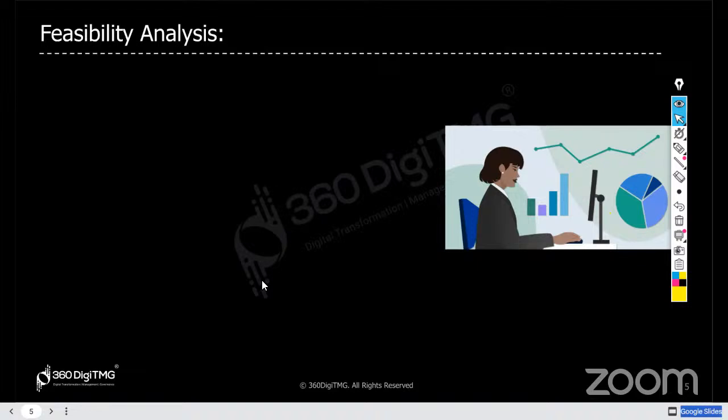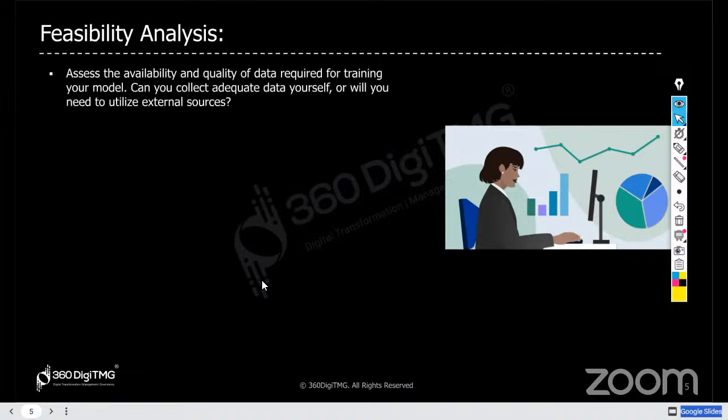So next, we will be speaking about the feasibility analysis. In feasibility analysis, we will start with the data check. Take a look at your data. You need to teach your AI model. Ask yourself if you have enough of it and if it is of good quality or not.